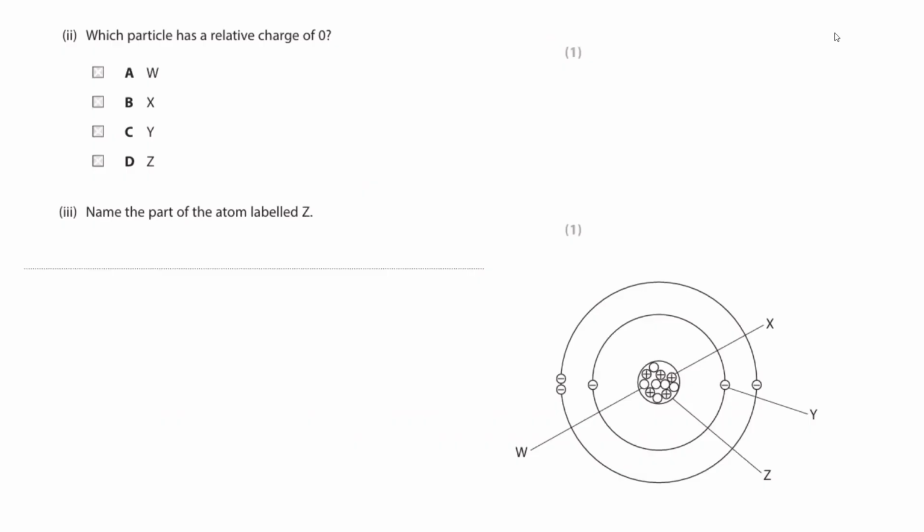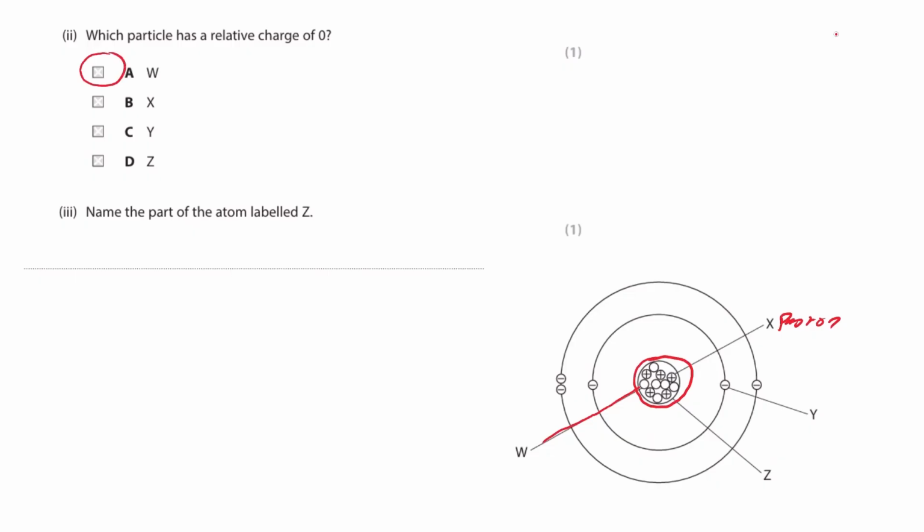Question number 2. Which particle has a relative charge of 0? So we know that in the nucleus there's another particle which doesn't have any charge. We call it neutron. Now we know that X is proton. And the neutral particle, there's no charge. You can see they have labeled it as W. We know that W is the neutron, which has no charge, its charge is 0. So the answer for question number 2 is A.